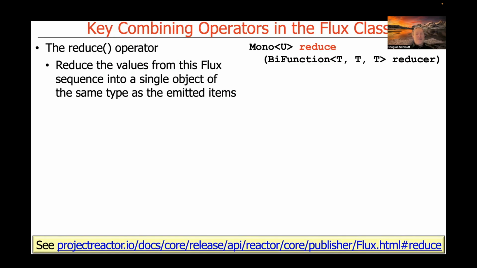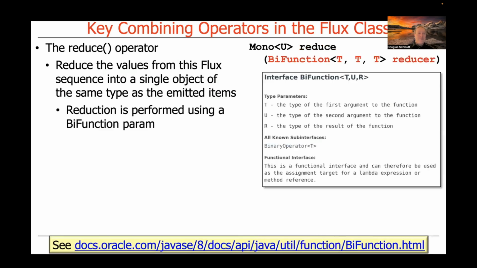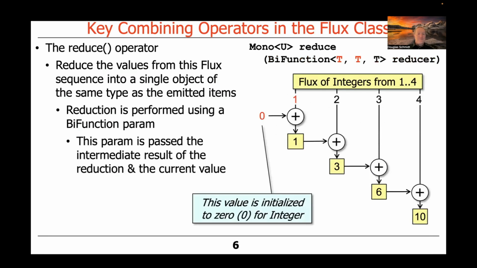So what reduce does is it reduces the values from a Flux sequence into a single object of the same type as the emitted items. And this reduction is performed by using a bifunction parameter. And remember, a bifunction takes two parameters and returns a result. Now, this method is very interesting, and the way it works is this parameter is passed repeatedly the intermediate result of a reduction and the current value.